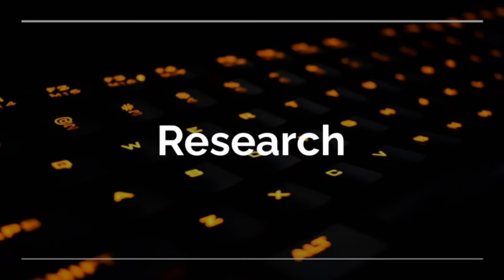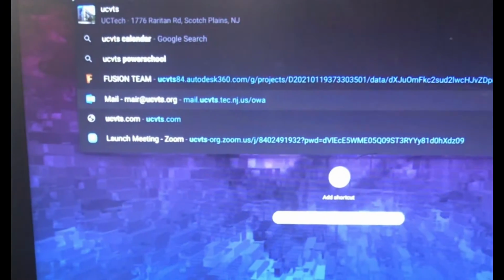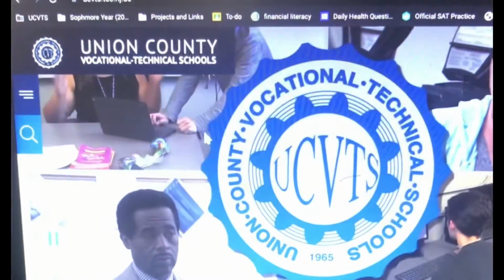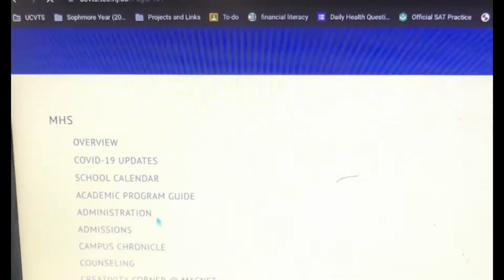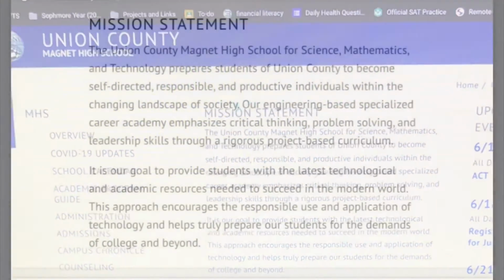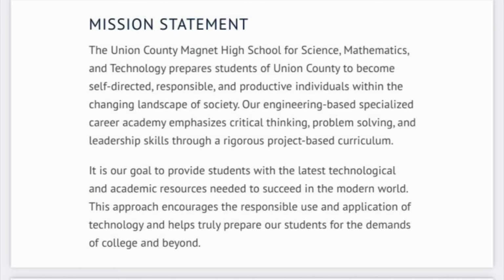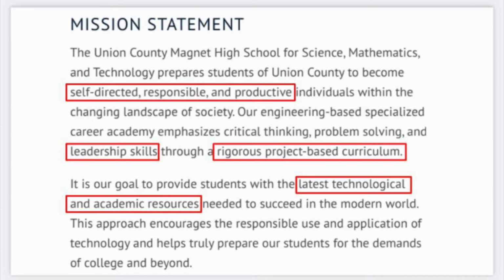Moving on in the design process, the first step after identifying the problem is to do research. I began by looking at the Magnet website for the mission statement so that I could find the key traits that Magnet thinks to emulate. Go to ucvts.org and then click on Magnet. My findings? Being self-reliant, have leadership skills, and be responsible. They also have an emphasis on engineering since that's the vocation. It's more STEM learning. I noted this down for later reference for when I brainstorm ideas.